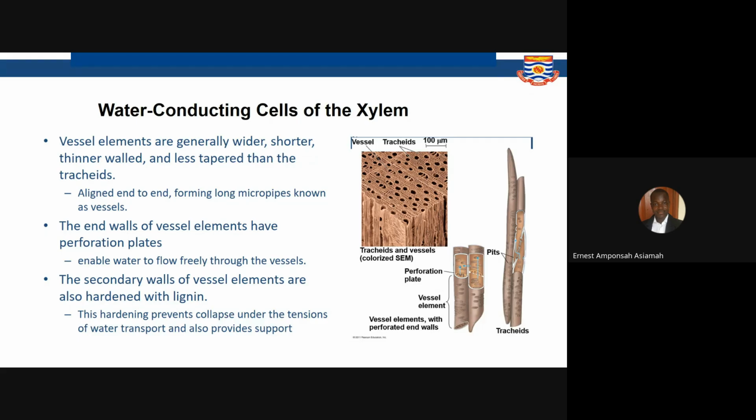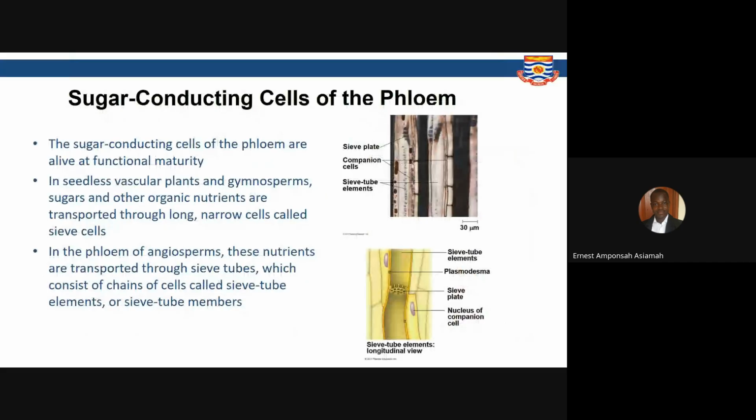Similar to the tracheids, the secondary walls of the vessel elements are also lignified, and for the same reason, they will prevent collapse of the walls under the tensions of the water transport, and they also provide support. But the tracheids don't have the perforation plates; vessel elements have the perforation plates.